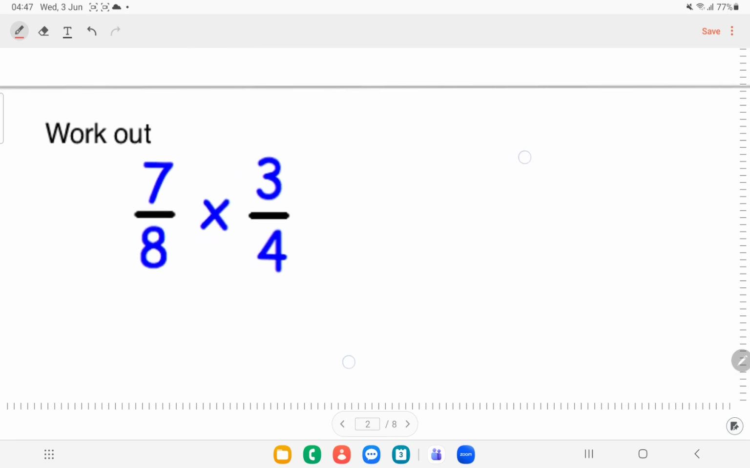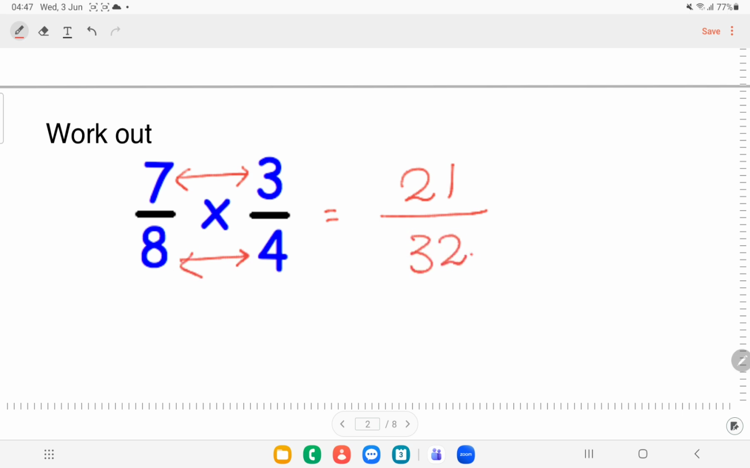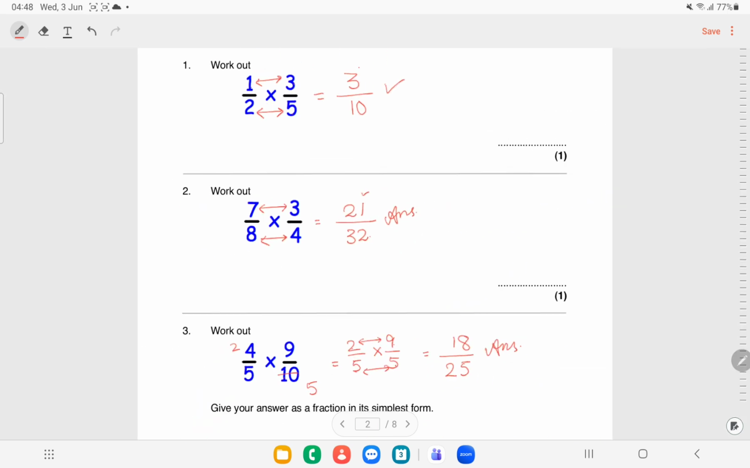Look at this question. Here we do not have any even number, so we cannot simplify by 2. Here we do not have any number which is divisible by 3 or 7. So we cannot simplify this fraction. We can simply multiply straight across. 7 times 3 is 21 and 8 times 4 is 32, and this is a proper fraction because the numerator is smaller than the denominator, and the proper fraction is your answer.